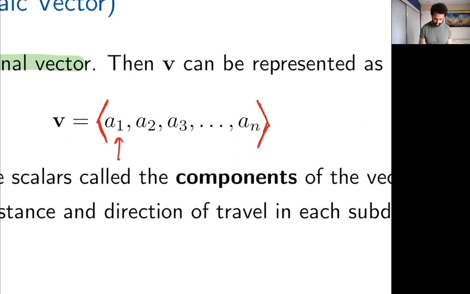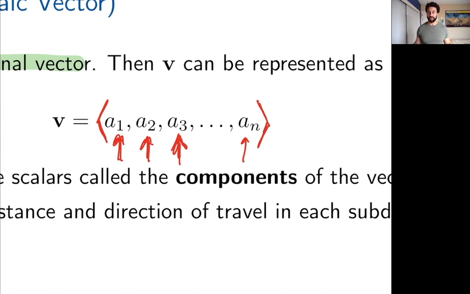And these components all talk about which direction to go and how far in each subdimension. So you can almost think about it as similar to like, oh, move this far in this direction along the x-axis. Move this far in this direction along the y-axis. This far in this direction along the z-axis, and so on and so on. So that's what each of these components are telling us what to do.